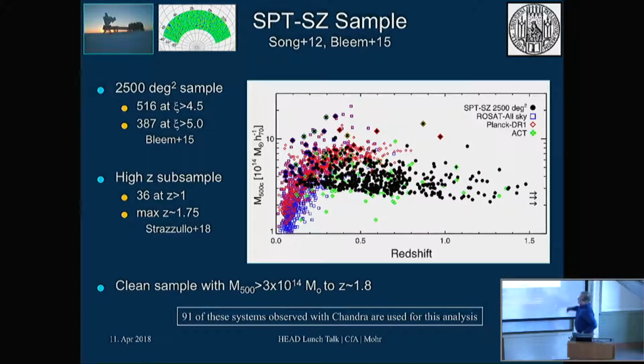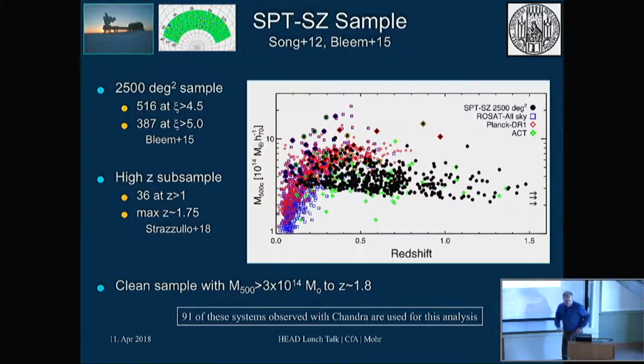You've probably seen the SPT sample. I just want to remind you that the sample I'm using is from the so-called SPT-SZ survey, 2,500 square degrees. There's a little green patch up there next to the telescope. 500 clusters are plotted here as black points in mass versus redshift. It extends to high redshift as we expected and hoped with SZ selected samples. There are about 30 systems above redshift 1. The maximum redshift is somewhere out here, 1.75. A paper on that should be coming out very soon.